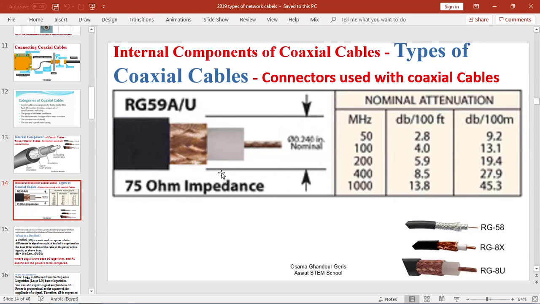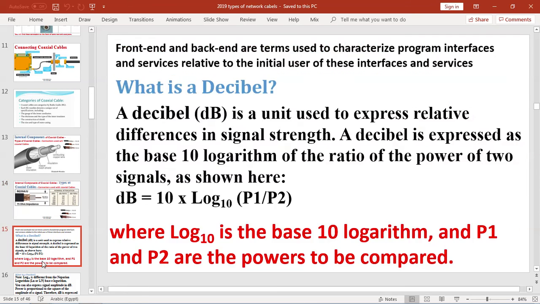This table also shows one type of cable which is RG59A over U. And as we see, 5 describes the megahertz, and 9 decibel is the attenuation which happens in transmitting this data. So 9 decibel for each 100 meters. After each 100 meters, there is a decrease by a ratio of 9 decibel. Okay. So what is a decibel?